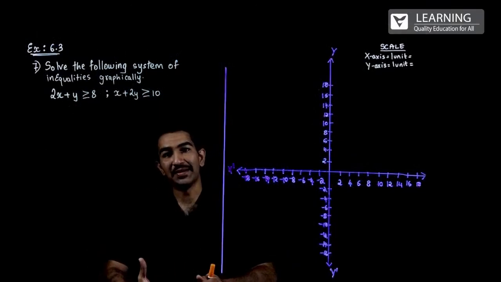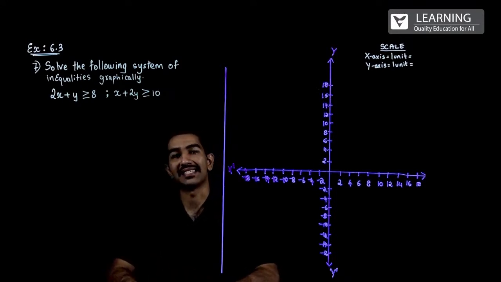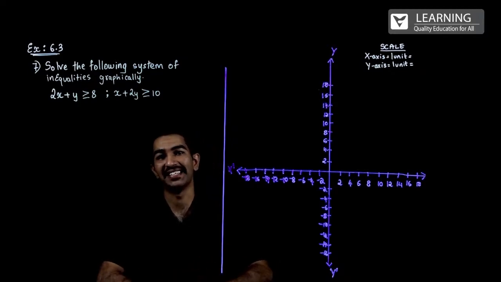Okay, so starting with the next question of exercise 6.3. Solve the following system of inequalities, but we have to solve it graphically.